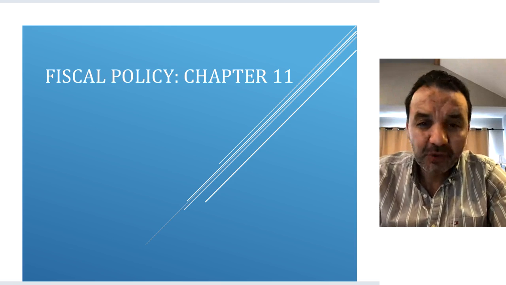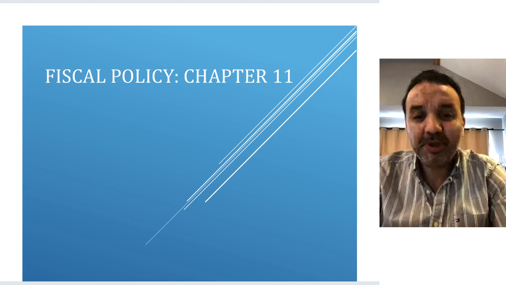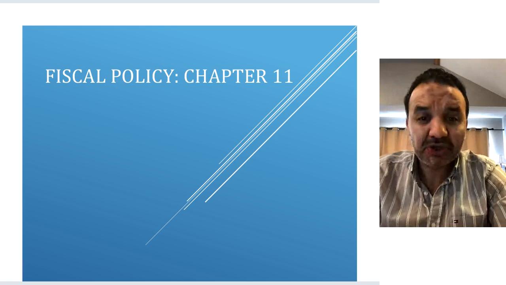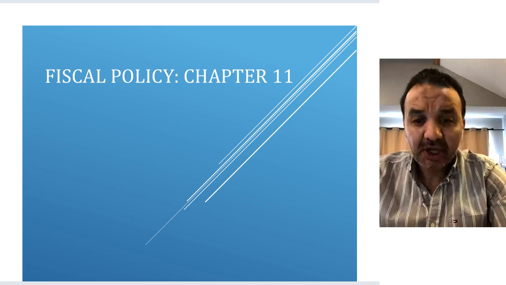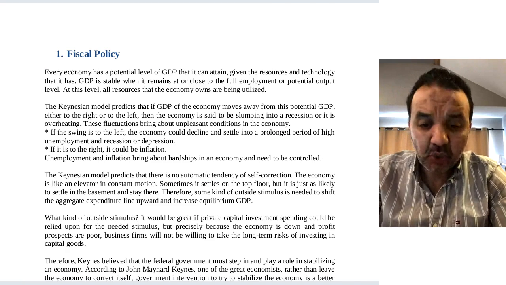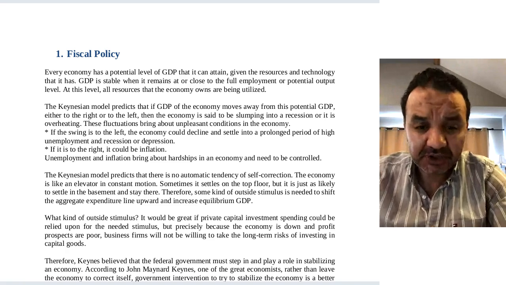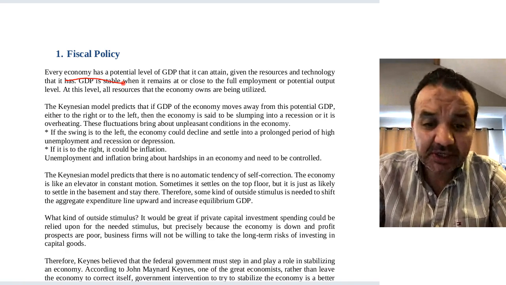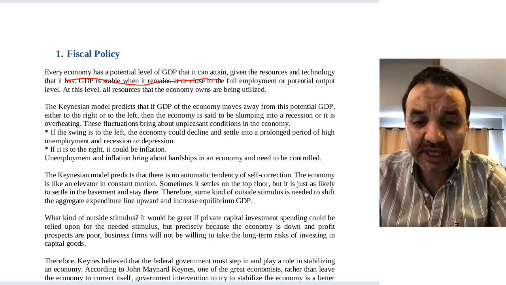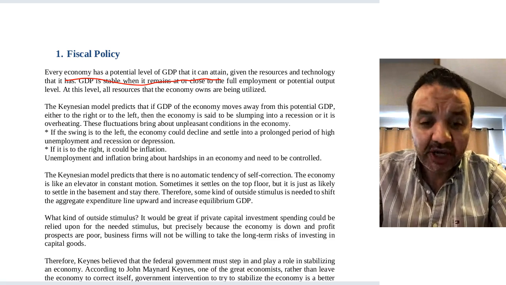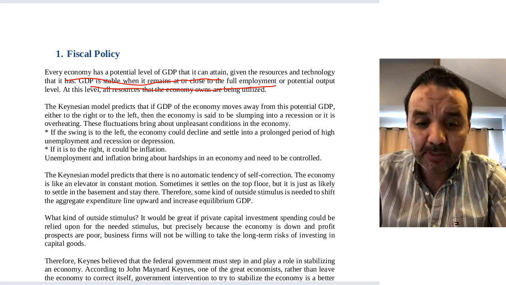Hello, everyone. In this video, we will explain an important economic policy, which is called fiscal policy. So let's see what we mean by a fiscal policy. As you can see here from the first slide, every economy has a potential level of GDP it can attain. And GDP is stable when it remains at or close to full employment.